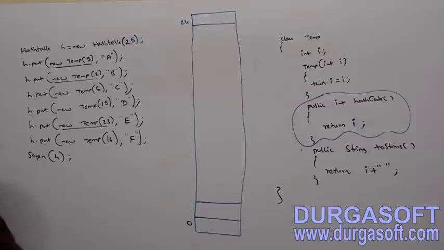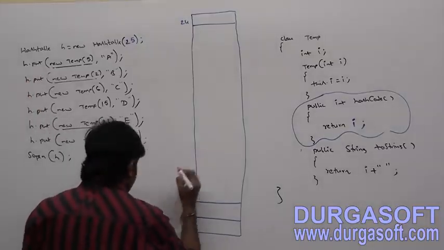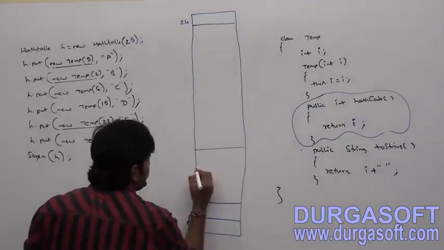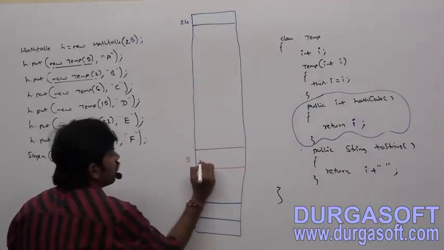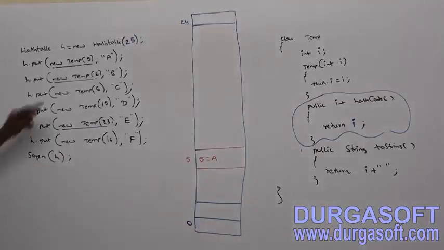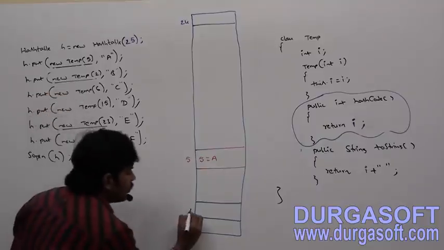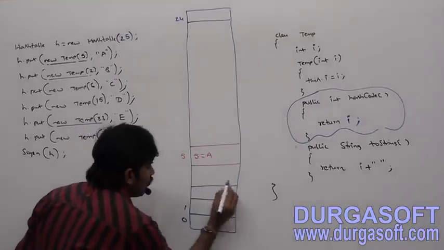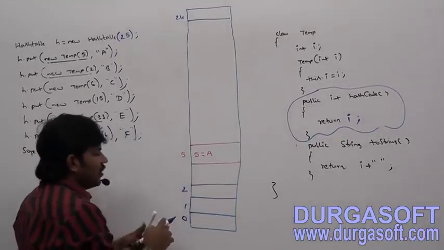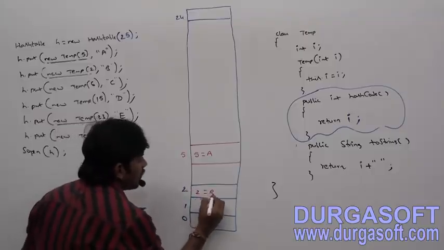Okay, now can you tell what the hash code of the first object is? New Temp of 5. What is the hash code of the first object? 5. So in the fifth number bucket, 5 is equal to a is there. New Temp of 2, in the 2nd bucket, 0, 1, 2, which thing is there? 2 comma b is there.